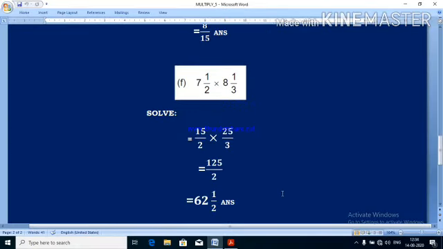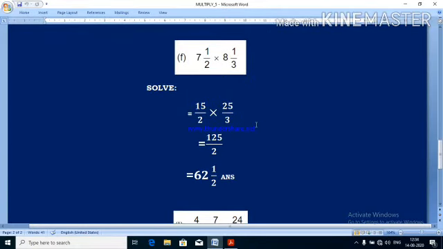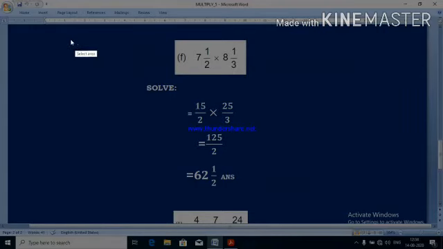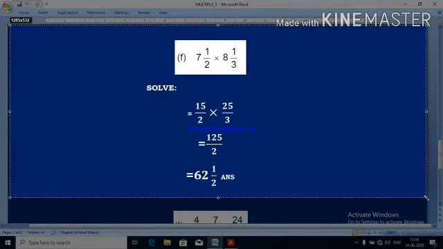Next one is a mixed fraction and a mixed fraction. So in this case 7 2s are 14 plus 1, 15 by 2 into 25 by 3, that is 3 8s are 24 plus 1, 25 by 3. So 3 5s are 15, and 5 5s are 25, leaving 125 by 2. Now solve this. This becomes 62 1 by 2 as the answer.